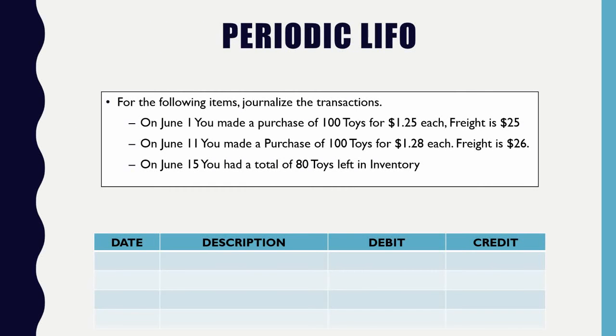Here is a given scenario. For the following items, journalize the transaction. On June 1st, you made a purchase of 100 toys for $1.25 each, and freight was $25. Let's practice journalizing this again. How do you journalize this transaction?